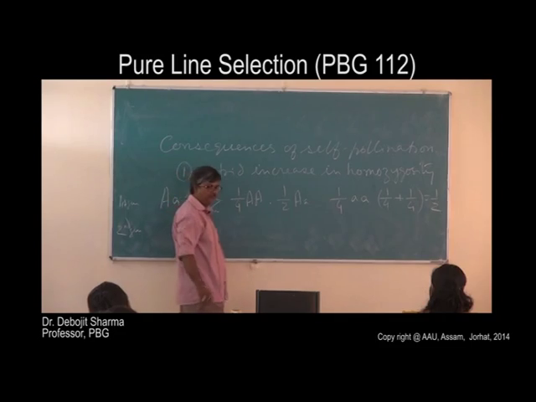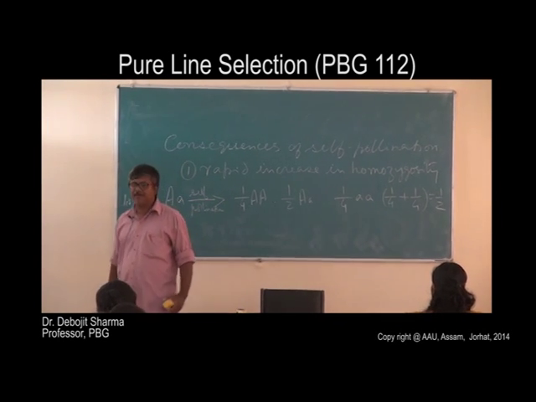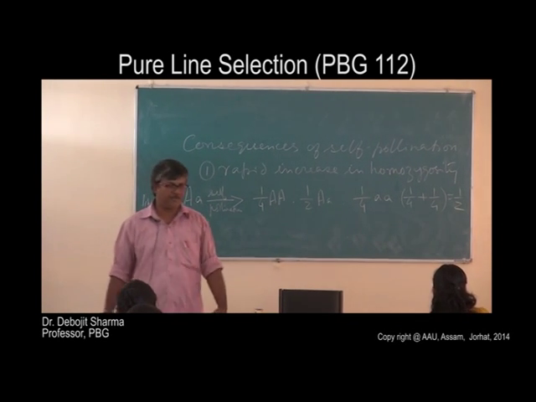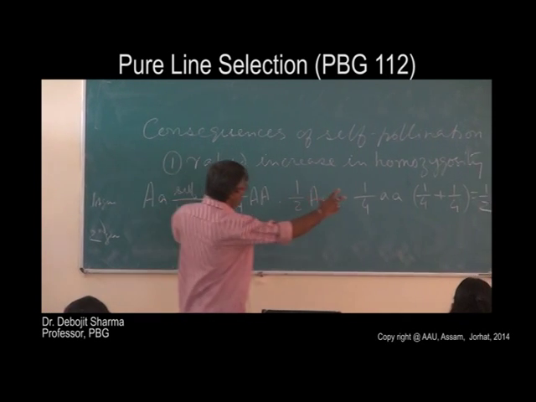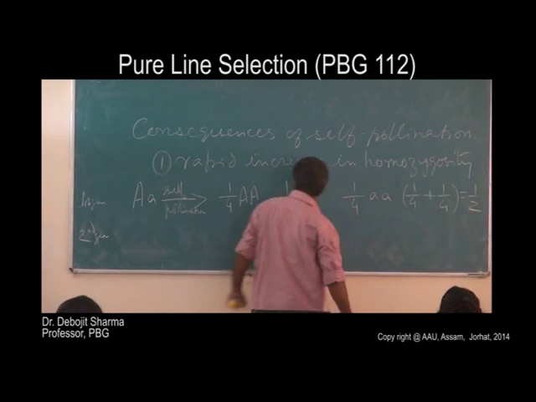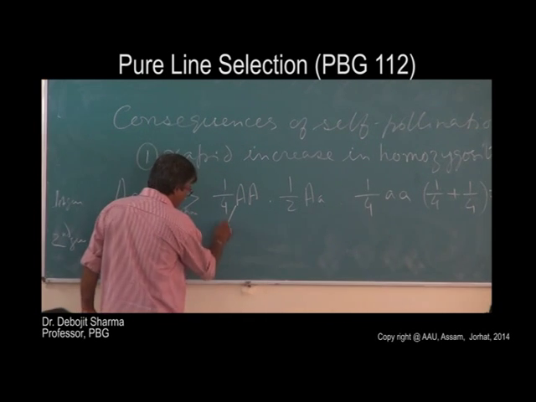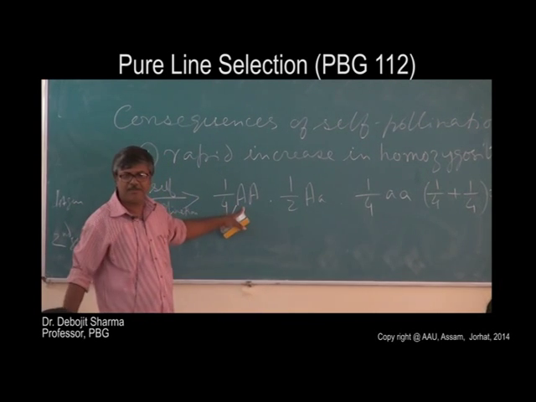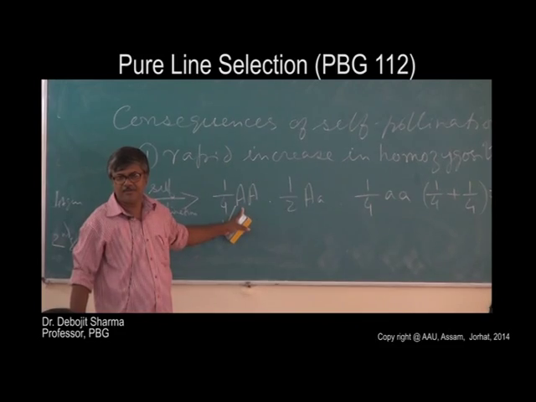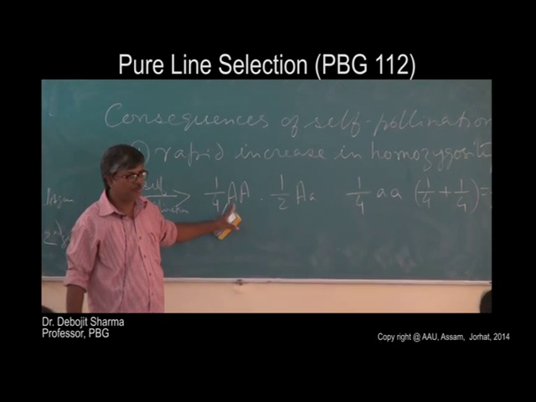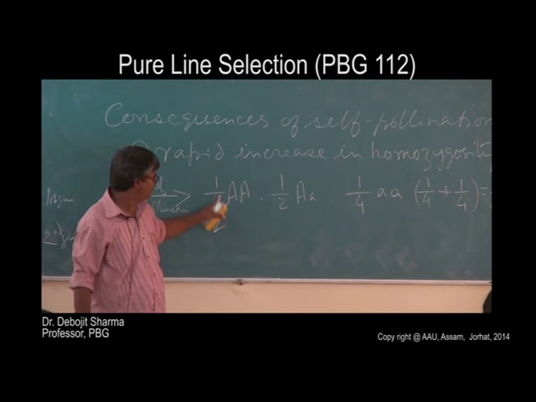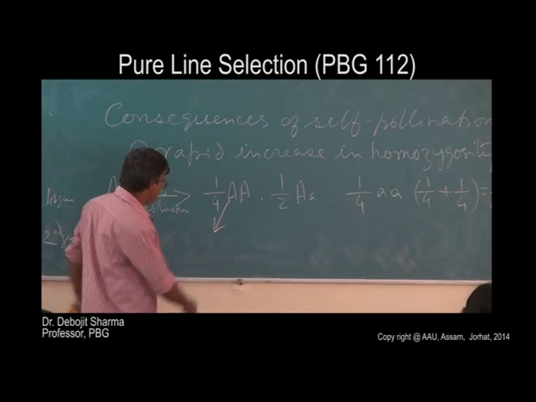What will happen? Go through it. What will happen if you go for a second generation of selfing? The entire population, these plants will be selfed for another generation. Then this is homozygous, is it not? So this will breed true. Because it is homozygous, this proportion will breed true. This will remain the same.